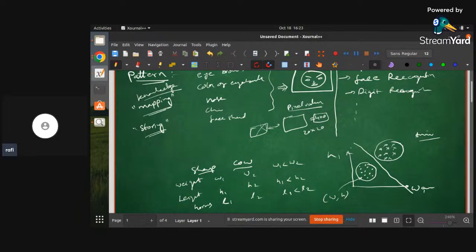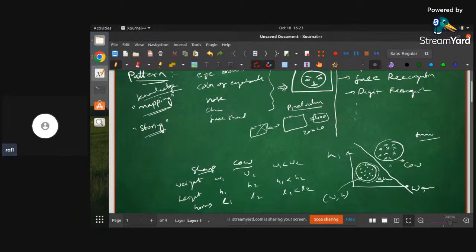For example, every country has a boundary, every district and state has a boundary. Likewise, these two classes have some boundary. If you cross this boundary, you will enter another group, like another state or another country. Here also, if a point crosses this boundary from one place to another place, then it falls in the other group. If it lies below this boundary, it falls on the other side. So all these points belong to the class called sheep, and all these points belong to a class called cow.